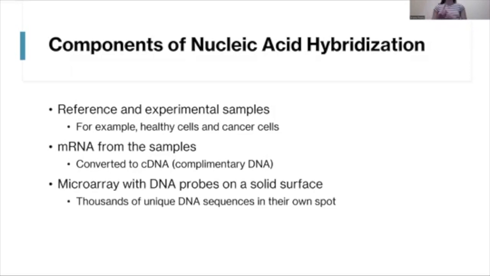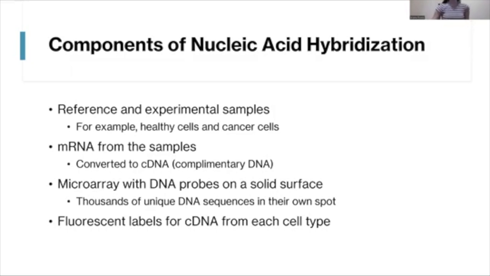We're also going to have a microarray, which is some solid surface that has a bunch of DNA probes on it. And a DNA probe has a single-stranded DNA sequence on it that's unique. And you'll have a couple of each type, and we'll talk more about that in a second. You're also going to have fluorescent labels for your cDNA for every single cell type. That way you could tell them apart.